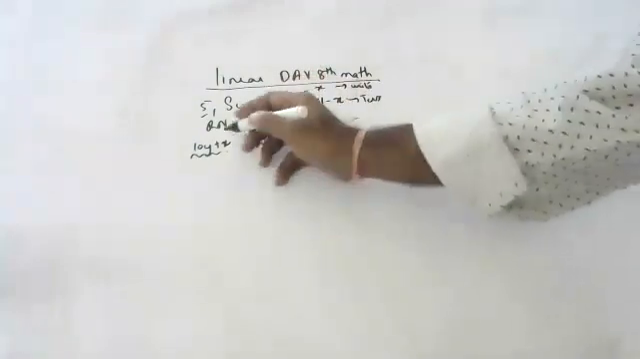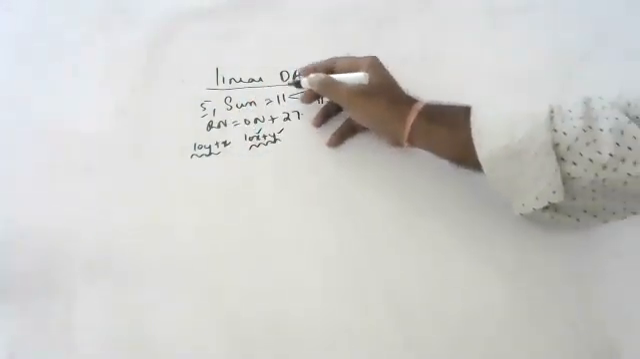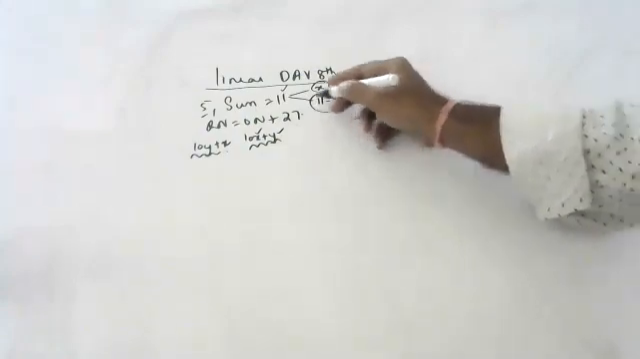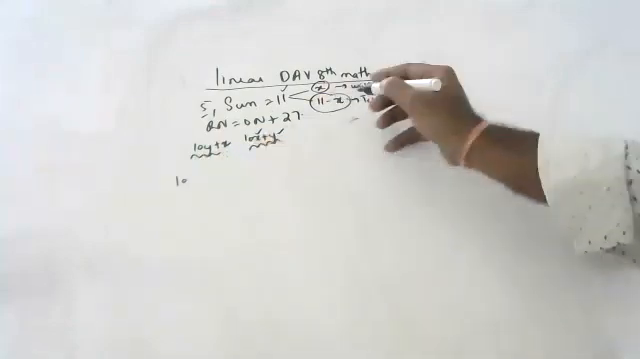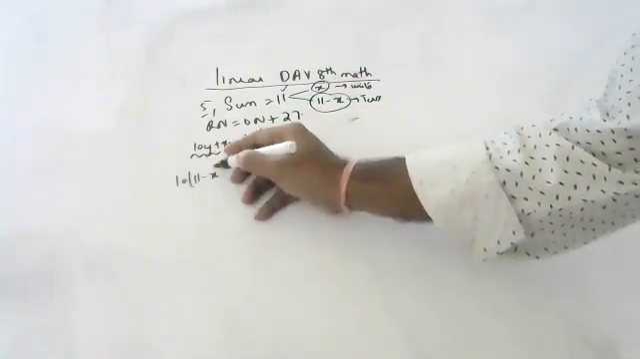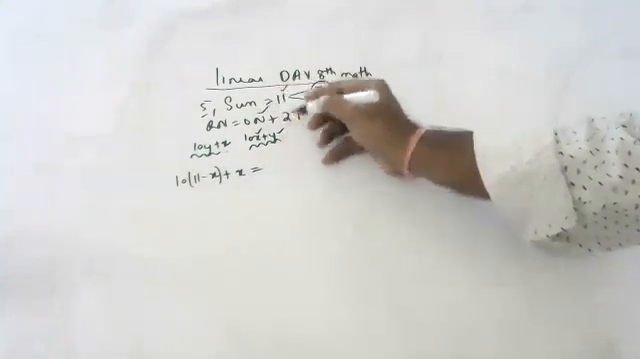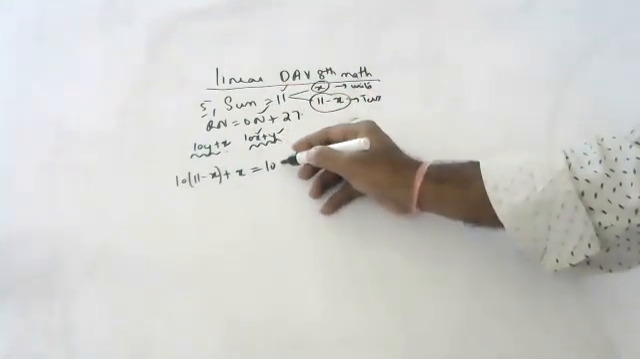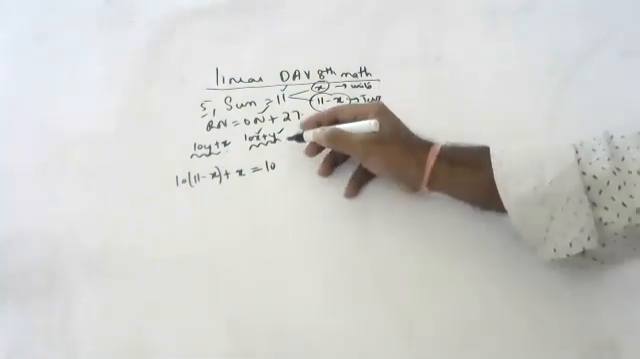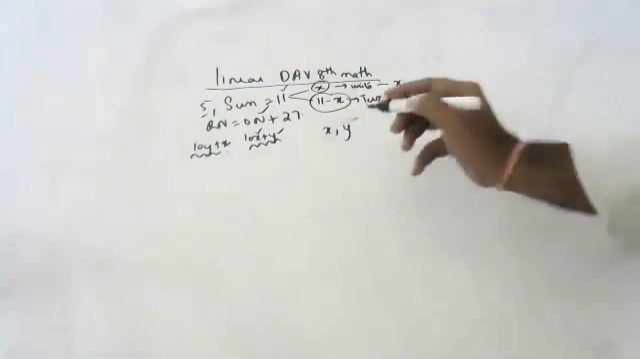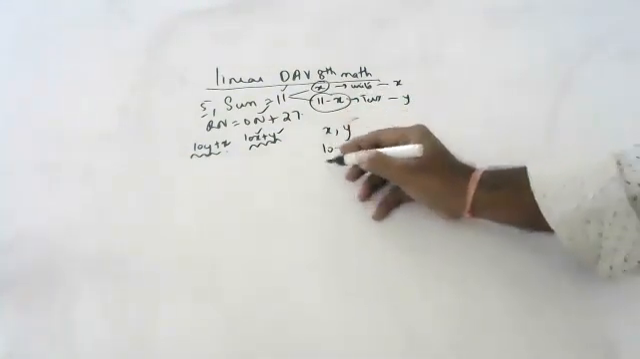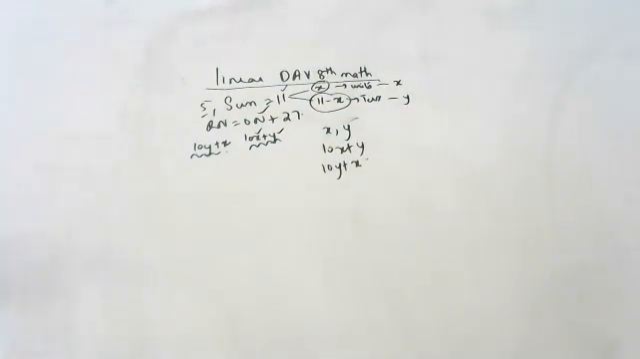Now you see, the sum of the digits is 11. Means if one is x, the other will be 11 minus x. The reverse number is 10y plus x, no? Please try to understand, children. Digits means x and y. Original number means 10x plus y. Reverse number means 10y plus x. I am not confusing you, children.